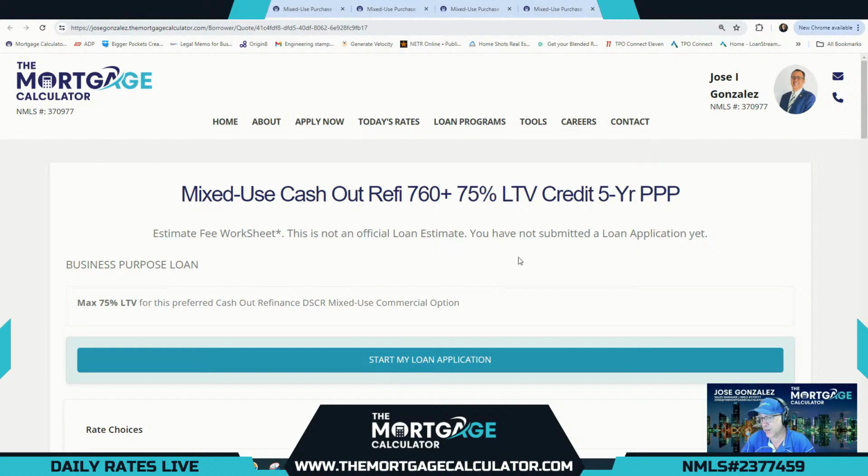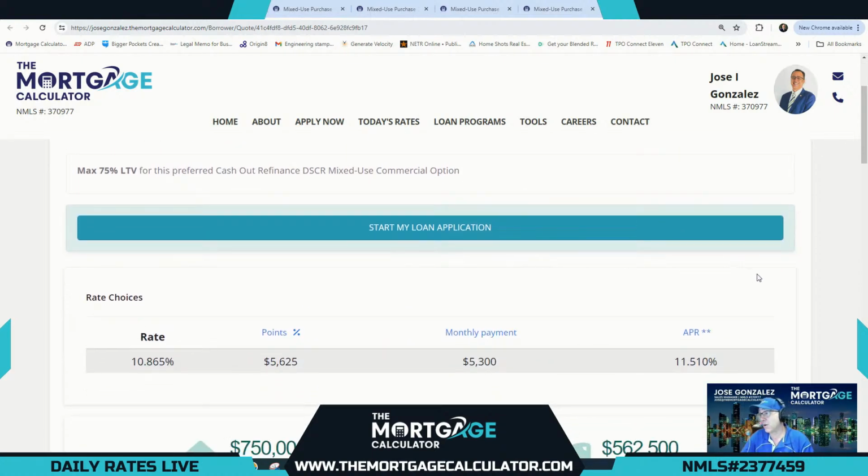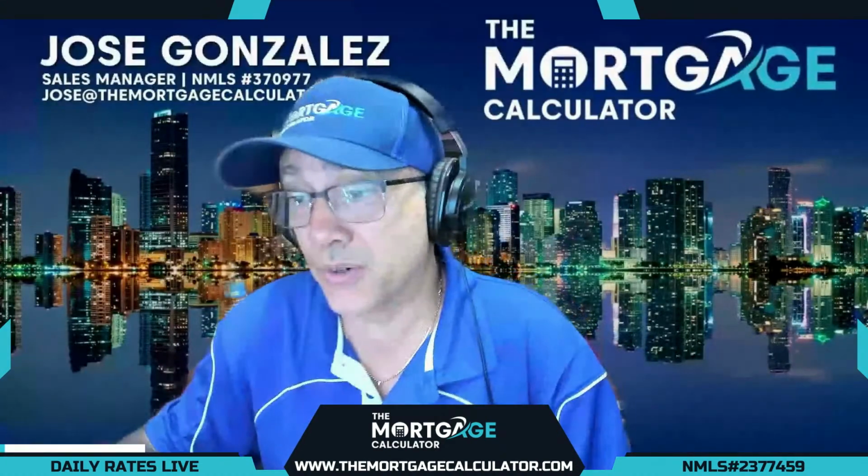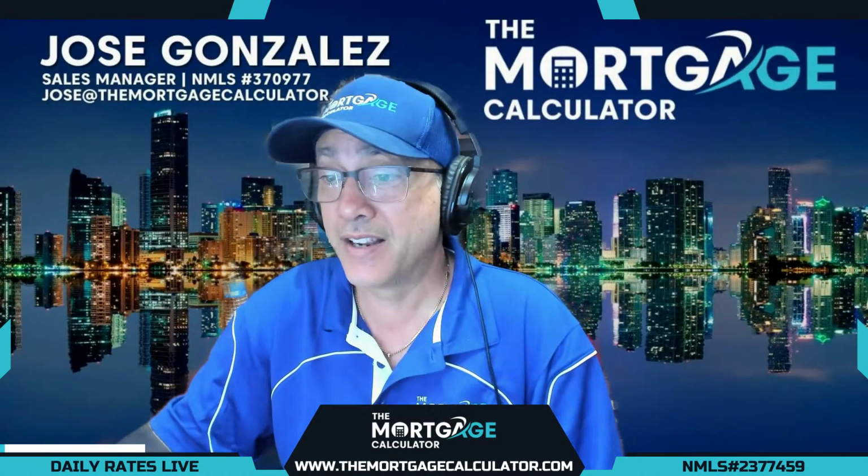So you saw 650 credit score, 75% LTV on a purchase, 650 credit score, 75% LTV on a cash out refi. And in this case, for our premium tier credit score borrower, 10.865 at a cost of 1 point is the option for 75% LTV as opposed to 70% LTV for a premium credit score borrower. So many options here for mixed use loans at the mortgage calculator. Looking forward to helping you structure your mixed use loans as well as your 5 to 8 and any other DSCR options that you may have out there.